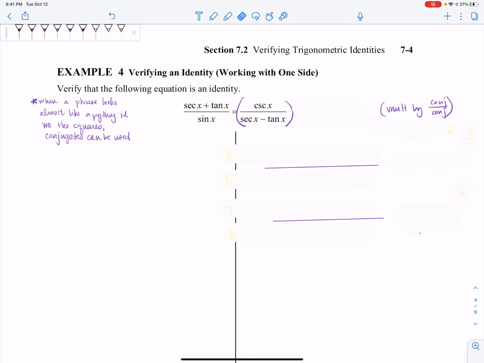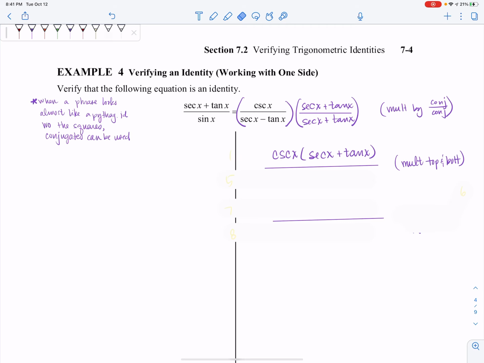All right, so let's multiply the top and the bottom by the conjugate. So that's going to be secant plus tangent all over secant plus tangent. This is legal because it's just equal to the value of 1. All right, so then next we will go ahead and multiply on top and multiply on bottom. Now, notice that when I multiplied on top, I didn't actually distribute. I'll decide if I need to distribute in a bit, but for now, I'm just going to leave it alone.